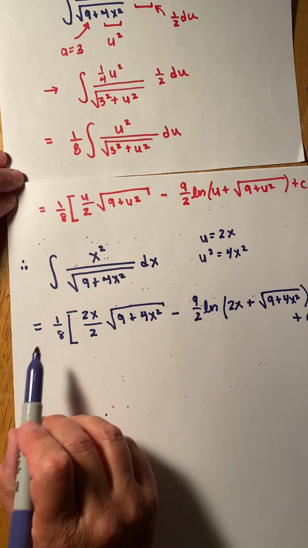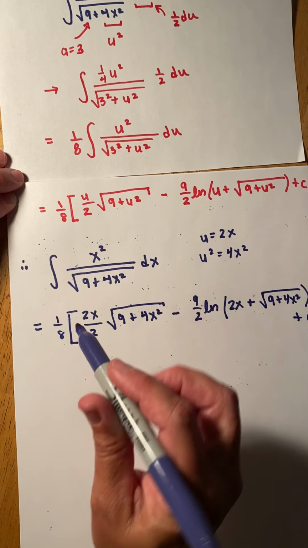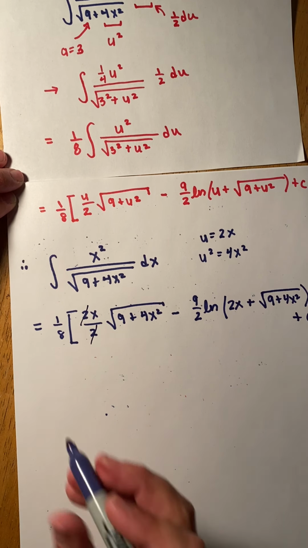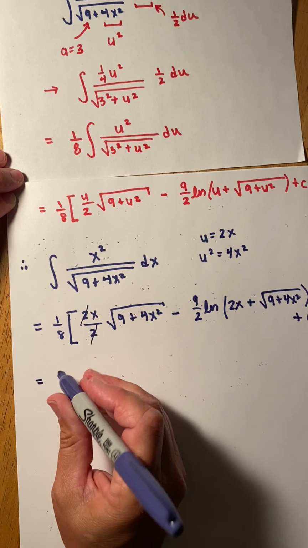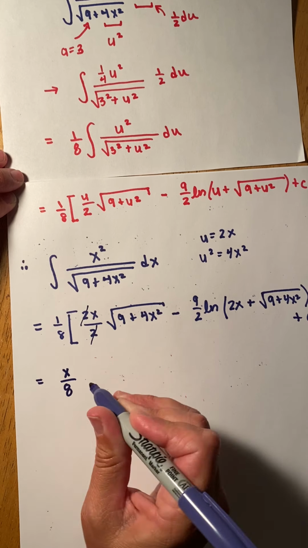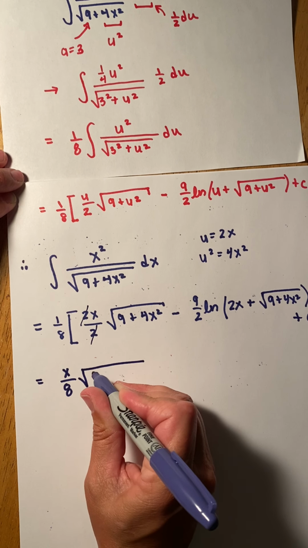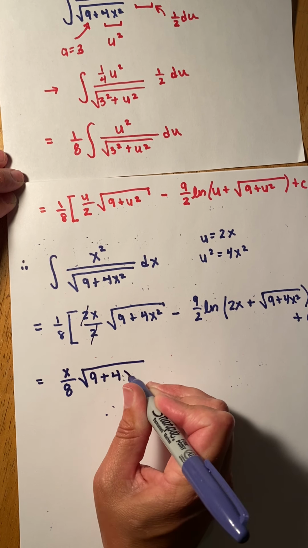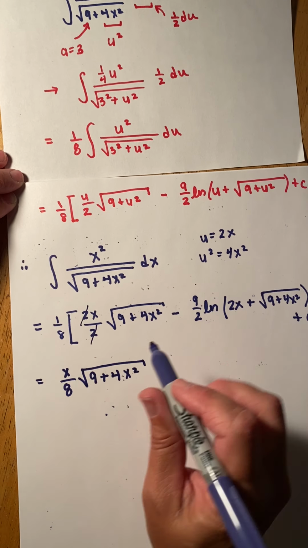And I'm going to get rid of the 1/8. I'm going to distribute it through. Those 2's cancel nicely. We're going to get x over 8 times the square root of 9 plus 4x squared. So again, you have to use some clever substitution.